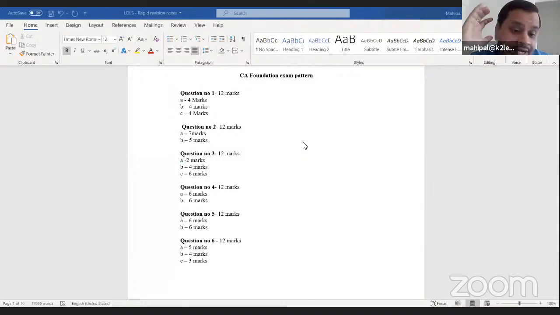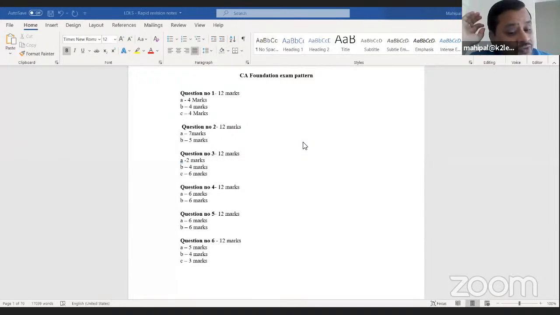Again, this is just tentative. It might be 4 marks into 3 questions, or it might be 5, 4, 3 questions also. So be mentally prepared. Generally, this is the pattern which has been followed. That is the reason this is one of the samples, a specimen, or a kind of blueprint. But exactly this will come, I am not 101% sure.